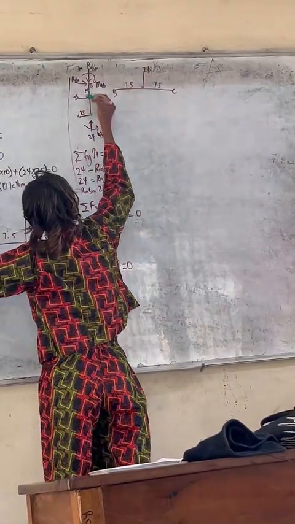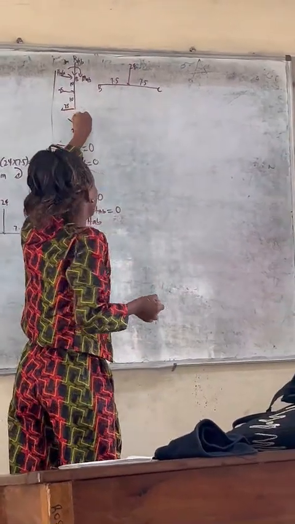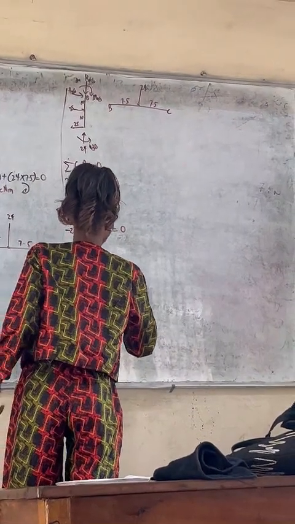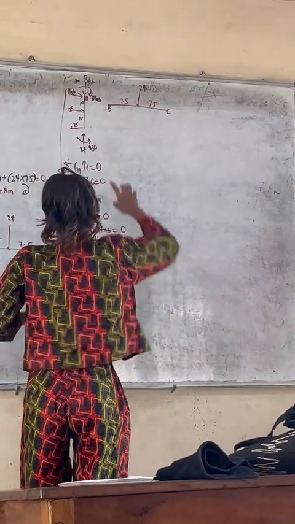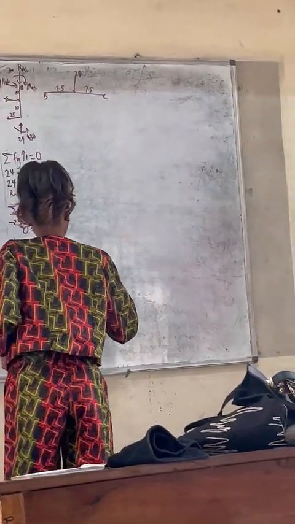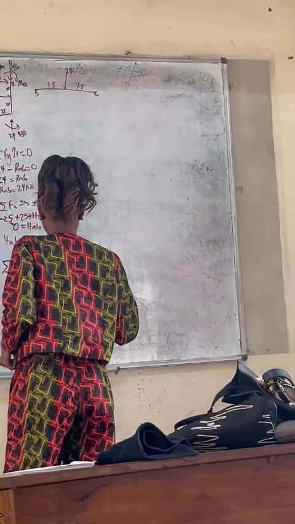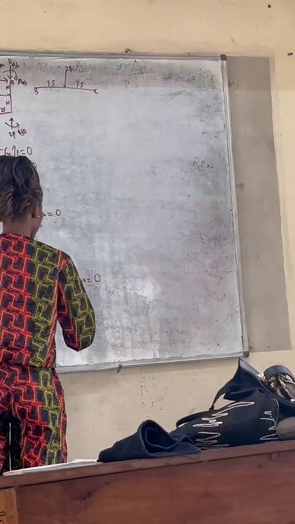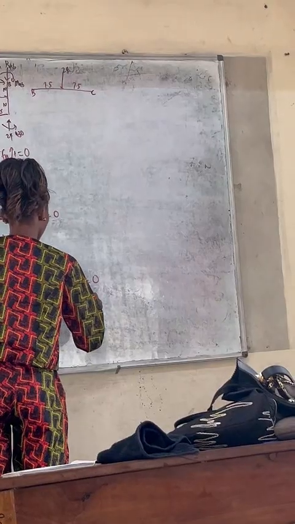25 is still acting on this thing. So we have 25 times 10 in the clockwise direction. Then we have MAB also moving in what? Clockwise direction. Plus FAB equals 0. This is minus 430 plus 250 plus FAB equals 0.